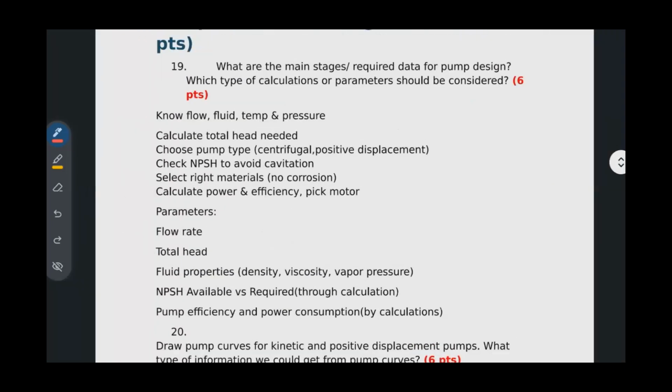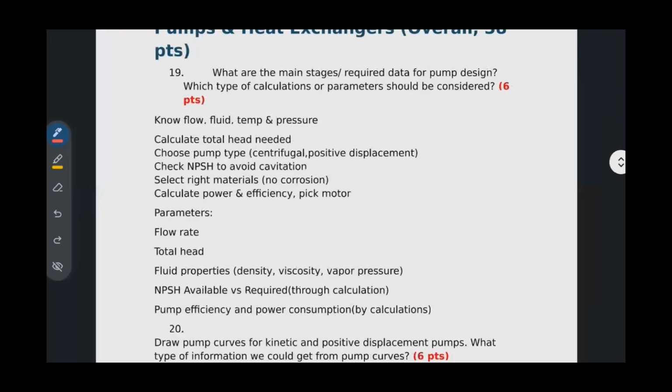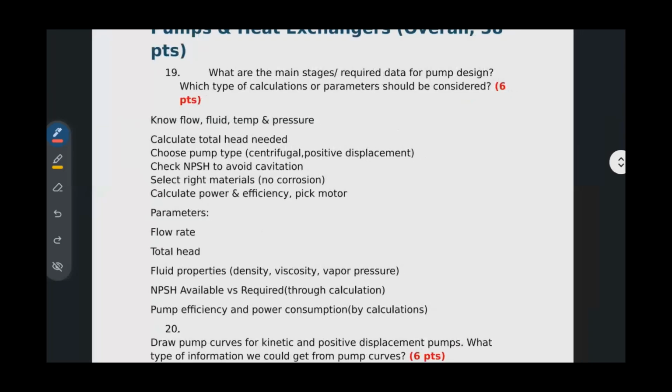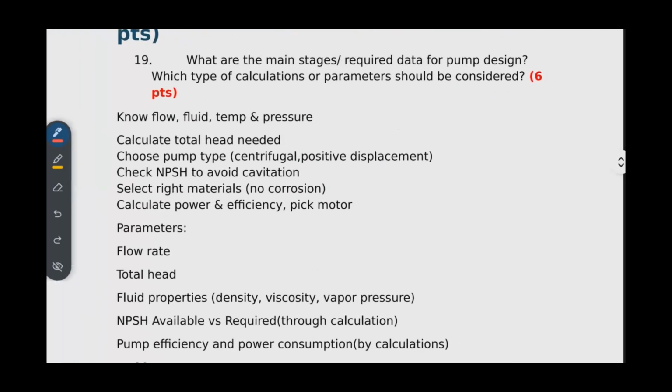First of all, you need to have the required data, like what are you pumping? What is your fluid? What will be the fluid properties? Is it really viscous? Is its density higher, lower, or something like this? What is the temperature? What is the pressure? You need to know at least this data to start your pump design. So our students wrote flow, fluid, temperature, inlet and outlet, both.